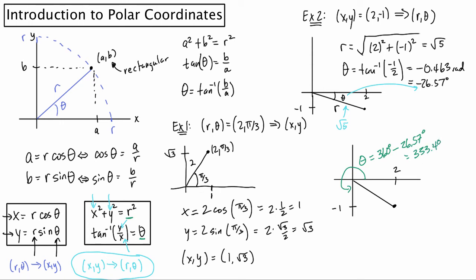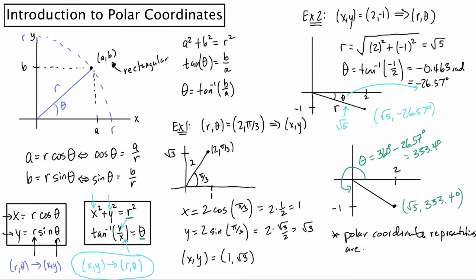So I have two descriptions now. The description from above is that r is square root of 5 and theta is negative 26.57 degrees. The description for this picture is square root of 5, but theta is positive 333.4 degrees. So the question is, which one is correct? The answer is they both are. This is one of the unfortunate things about polar coordinates: polar coordinate representations are not unique.